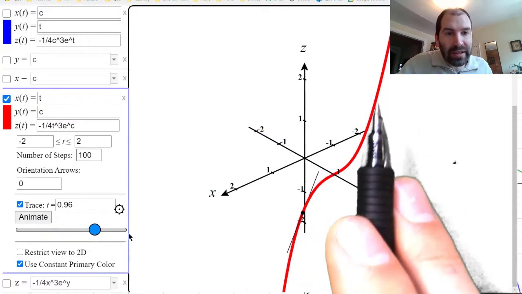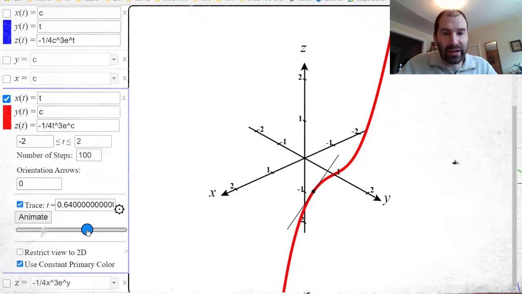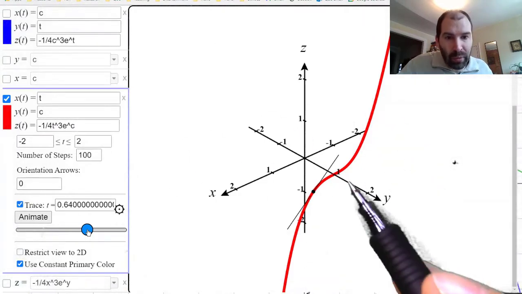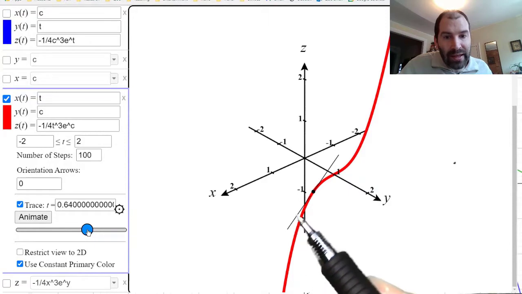That curve is something I can differentiate using single variable calculus techniques. So if I look at the rate of change of this curve with respect to x, I get a tangent line. You can see that tangent line right there. The slope of this line is the derivative with respect to x.